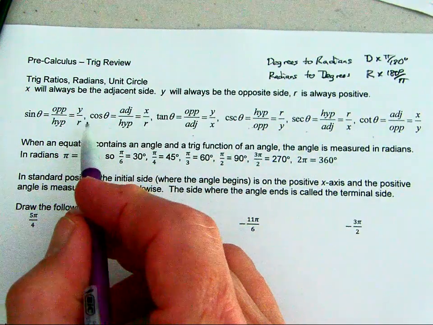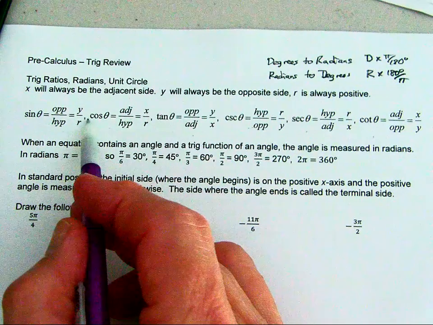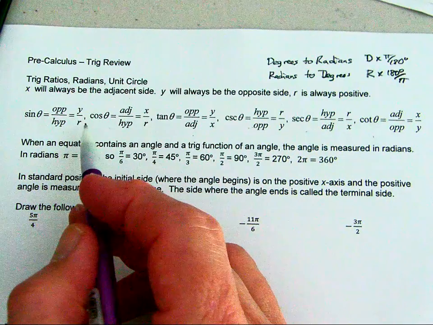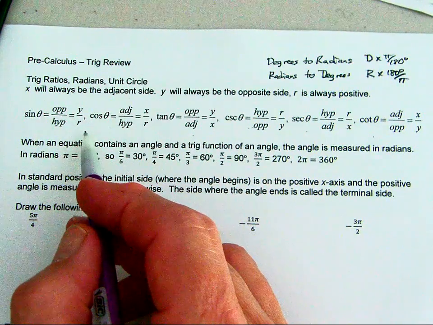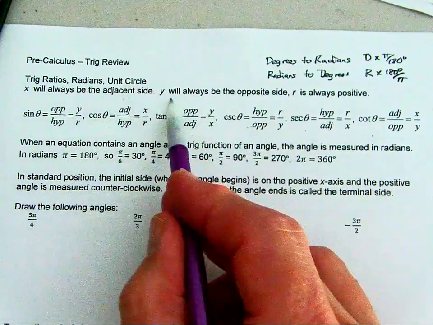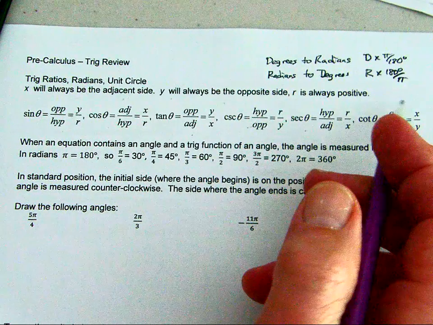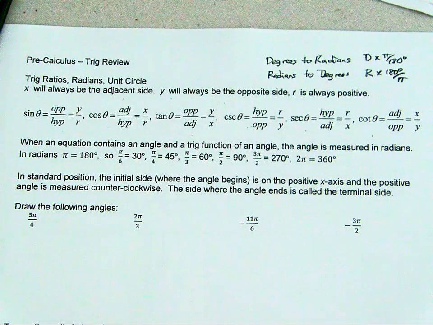Now, to help use the unit circle sometimes, you can also use x, y, and r. Those are just used to replace the adjacent, opposite, and hypotenuse. All you have to remember is x is always the adjacent side, y is always the opposite side, and r is always positive. And you can use those.